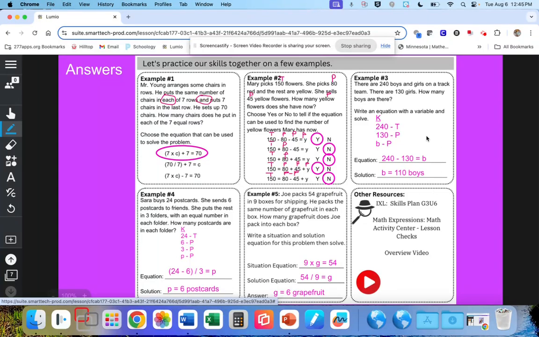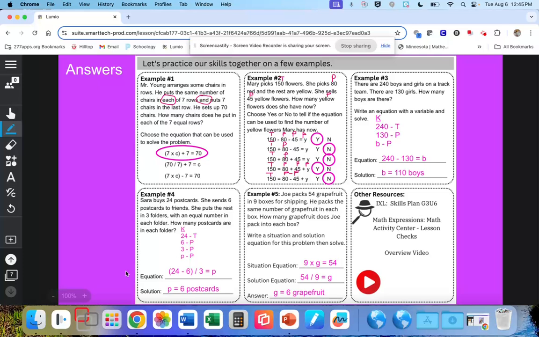In our next example, there are 240 boys, so that's a known, boys and girls on the track team. There are 130 girls. How many boys are there? So we know that 240 is the total, 130 is a part, and B is a part. So our equation, if we are trying to solve it right off the bat, or have the solution, would be 240 minus 130 equals B. And then the solution is B equals 110 boys.